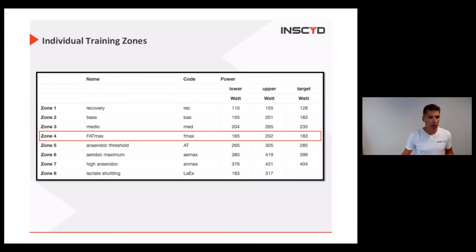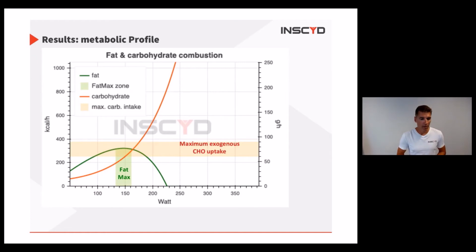Let me give you a few examples of how you can utilize information that we looked at in the metabolic profile: lactate production, carbohydrate combustion, fat combustion, lactate recovery, and so on. How do we leverage that information to make better training programs? Example number 1, fat max.